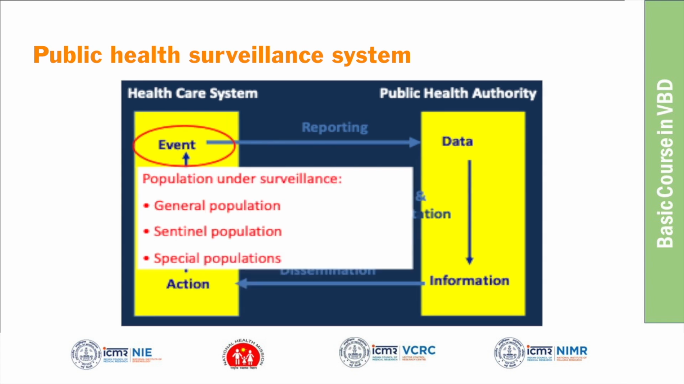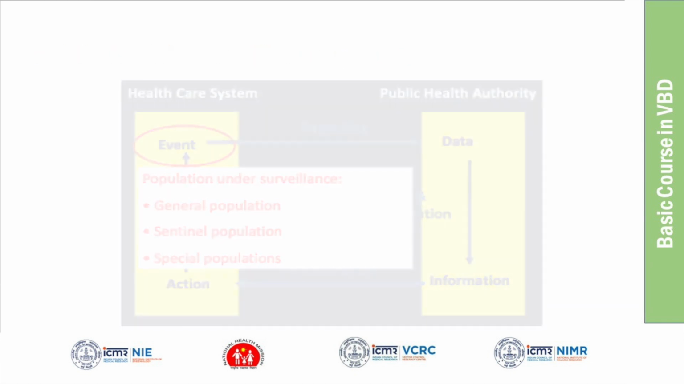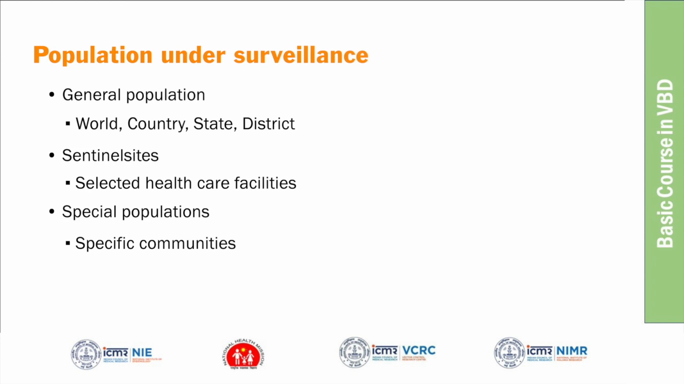Who is the population for surveillance? It may be the general population, sentinel populations, or special populations. So, general population. Take the example of Tamil Nadu or India. The whole country or whole state, or take any district of Tamil Nadu, maybe Chennai or Tiruvallur or Kanchipuram. The whole population of any defined area is called the general population. If it is Odisha, we are going to collect the whole state population. That's called a general population.